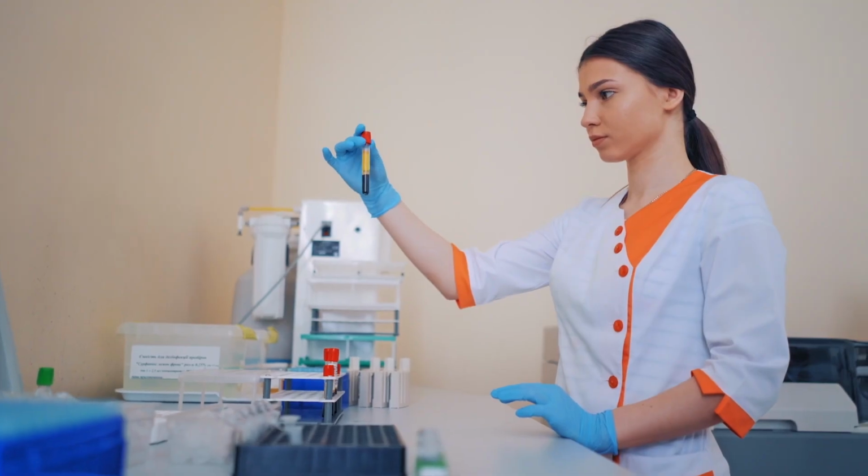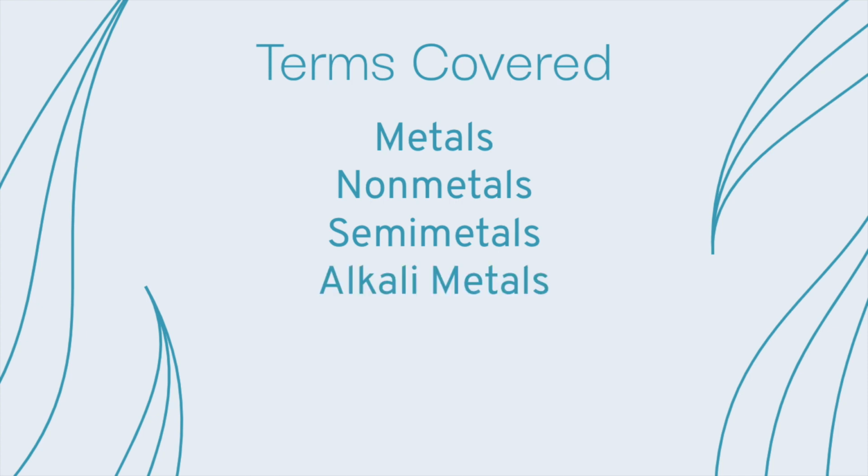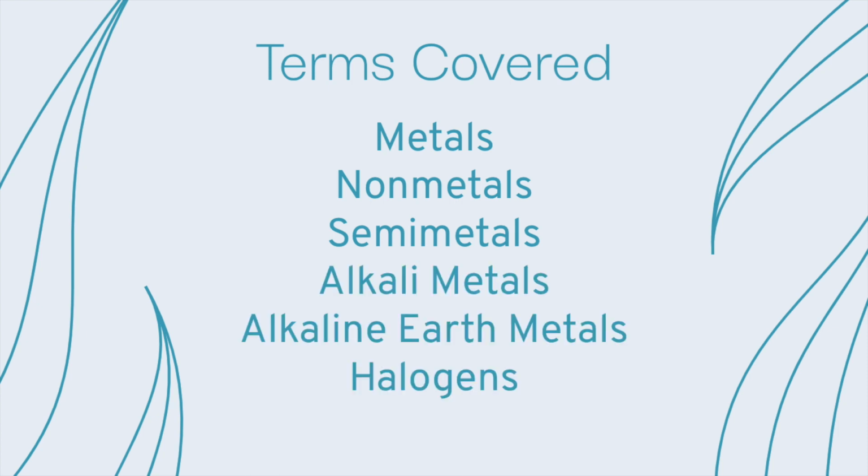Like scientists over the ages, we can use the periodic table to better understand chemistry. Important terms to understand when using a periodic table, which we have covered in this video, are metals, nonmetals, semi-metals, alkali metals, alkaline earth metals, halogens, and noble gases.